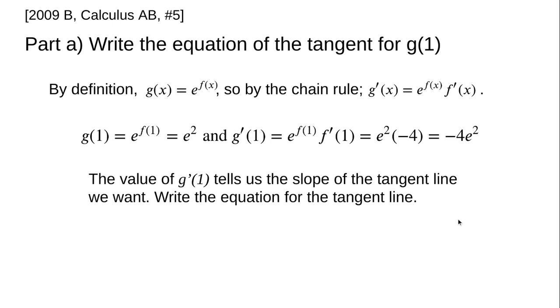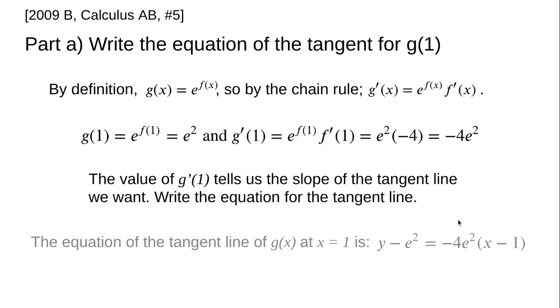All of this information can be combined to give us the equation for the tangent line. So the equation of the tangent line of g of x at x equals 1 is y minus e squared equals negative 4e squared times x minus 1.